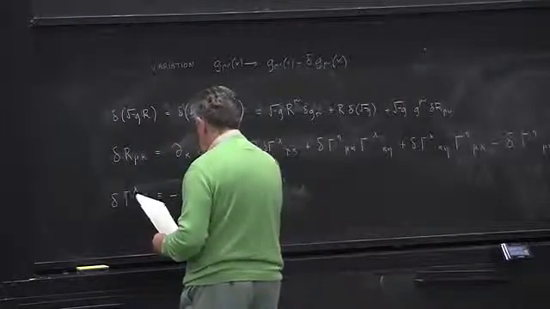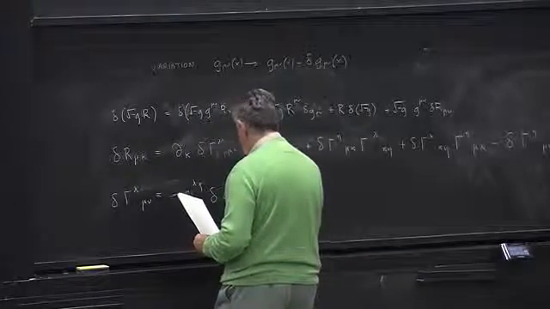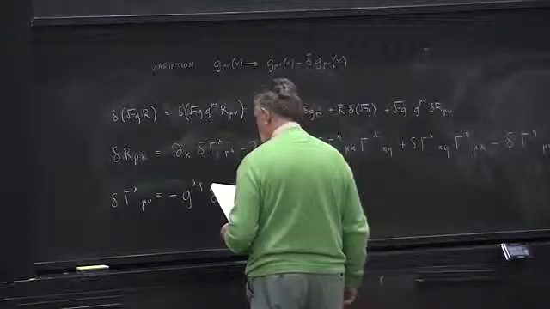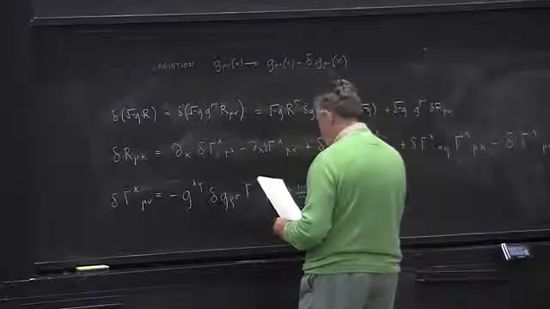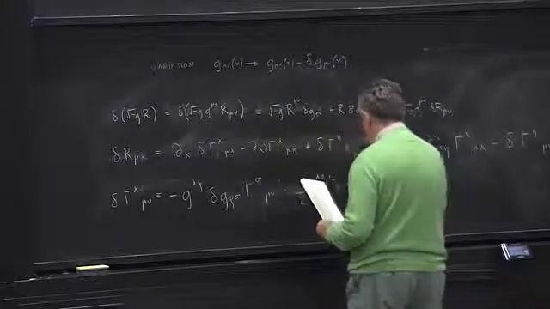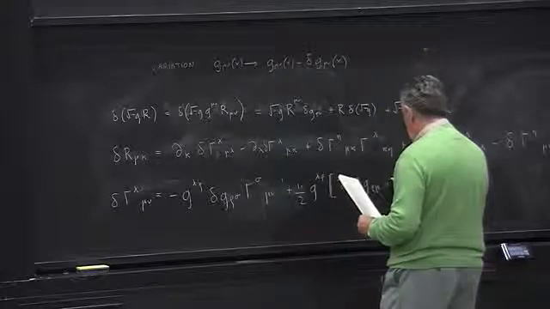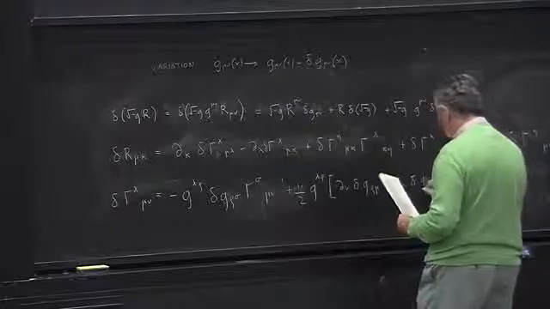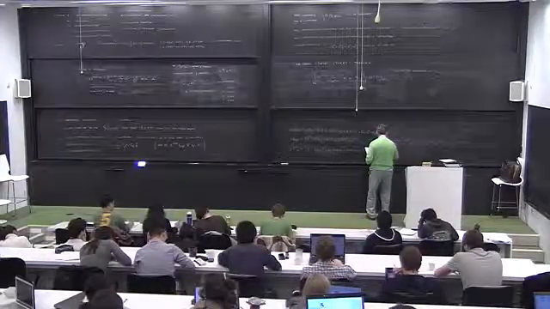Which is minus G lambda rho delta G rho sigma gamma sigma mu nu plus 1/2 G lambda rho into d nu delta G rho mu plus d mu delta G rho nu minus d rho delta G mu nu.